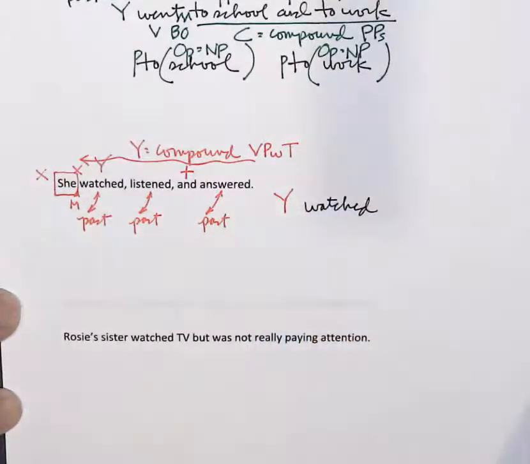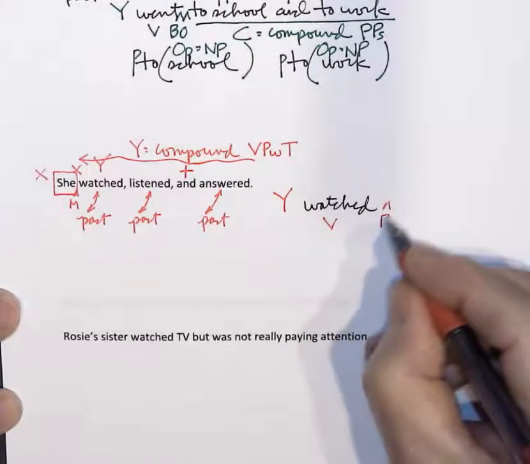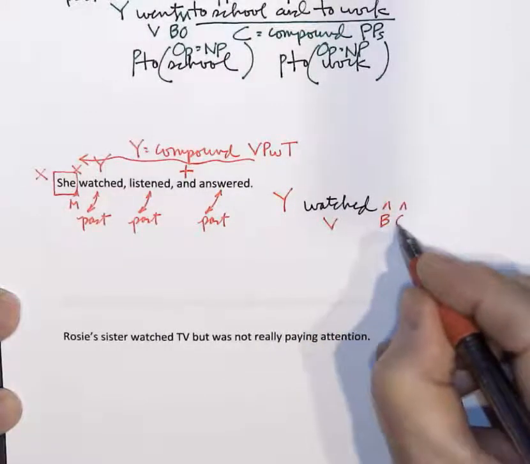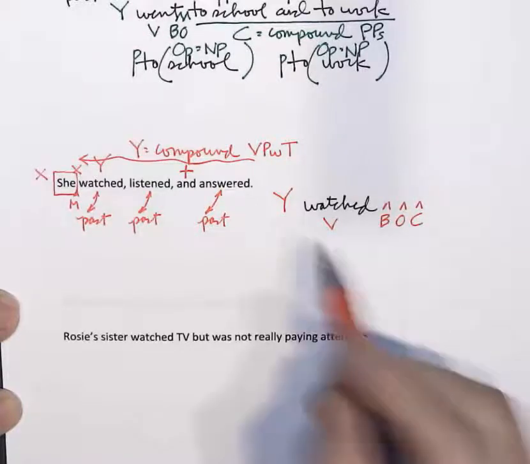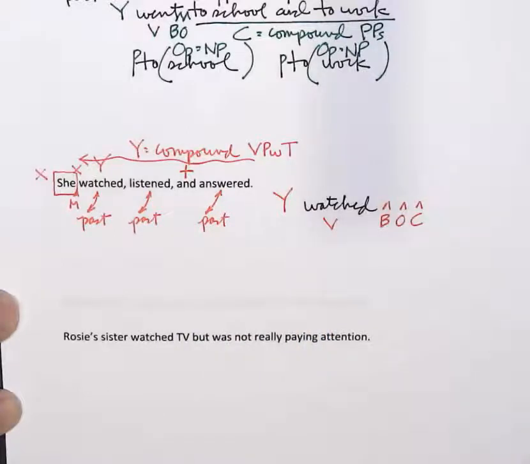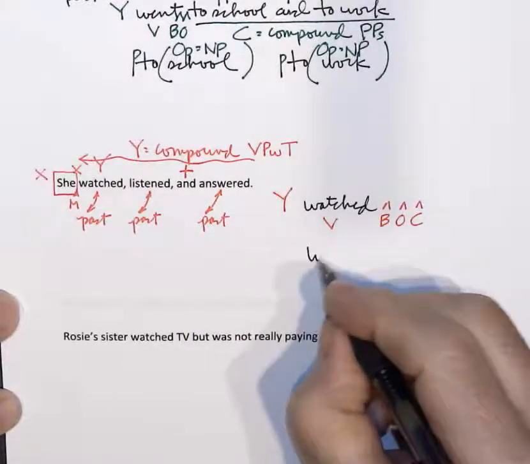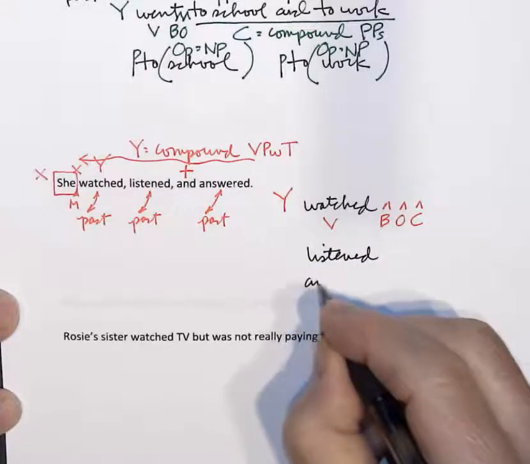Watched is the verb. The particle place is empty. The object place is empty. And the complement place is empty. And that'll be true for listened and answered as well. All of them will be the same. And since I said that, why don't we just finish it?